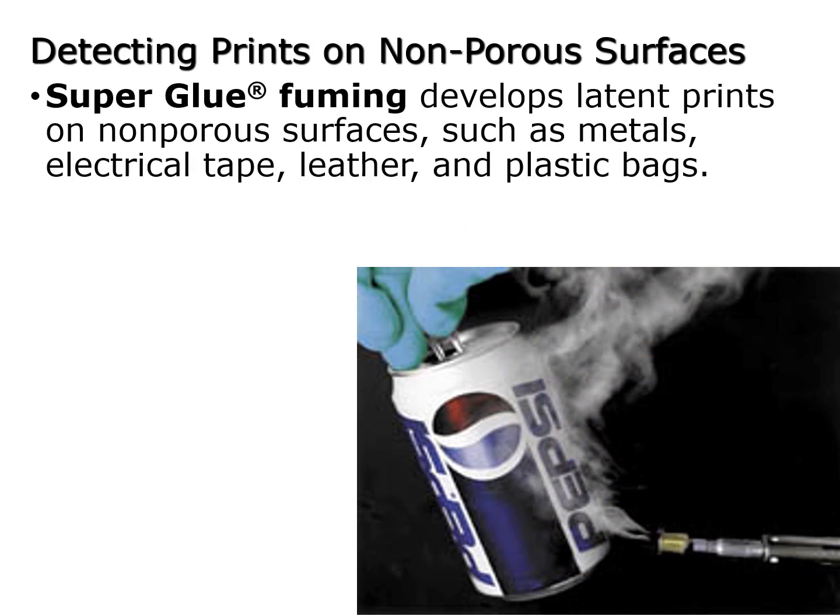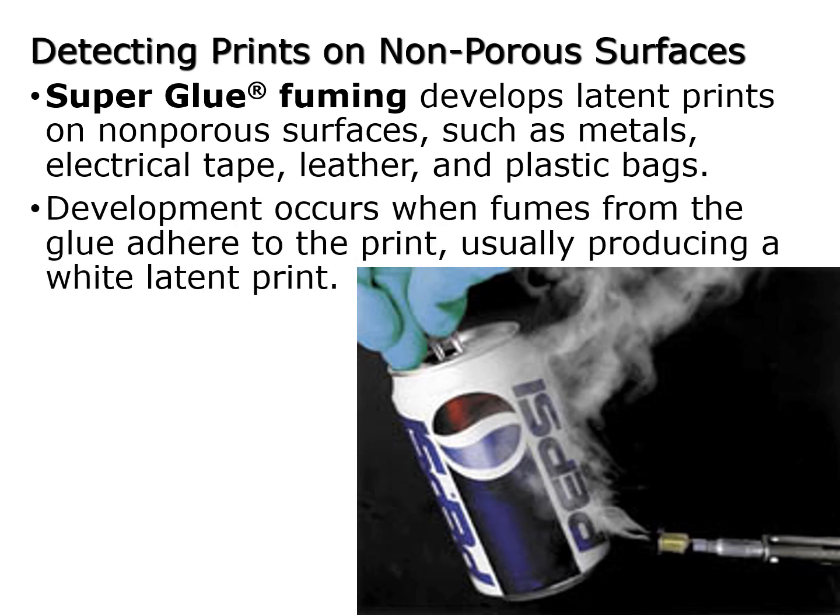Criminalists have developed a process called super glue fuming to help develop latent prints. And again, this is on non-porous surfaces, metals, electric tape, leather, plastic bags. So how does that work? First of all, the super glue is heated up to the point where it's changed into a fume. In this case, they're trying to lift fingerprints from a Pepsi can. So they have a super glue fuming wand, which heats up the super glue into a fume, and then they spray the fume on the object they want to develop prints. That will usually develop a latent print.